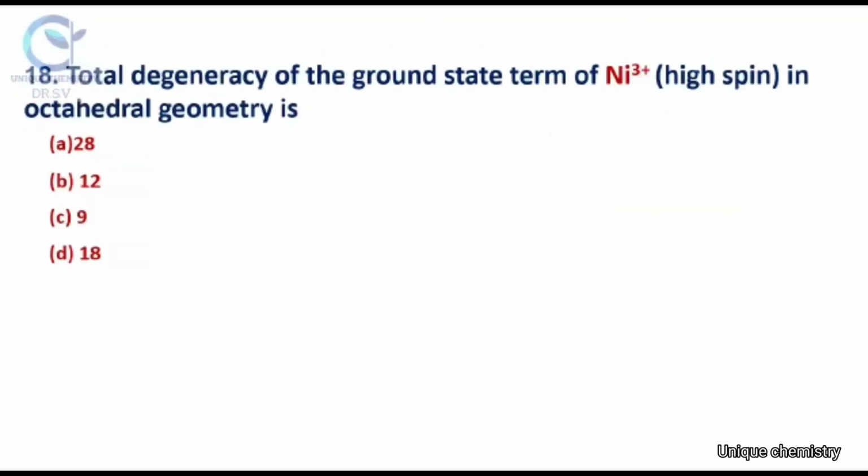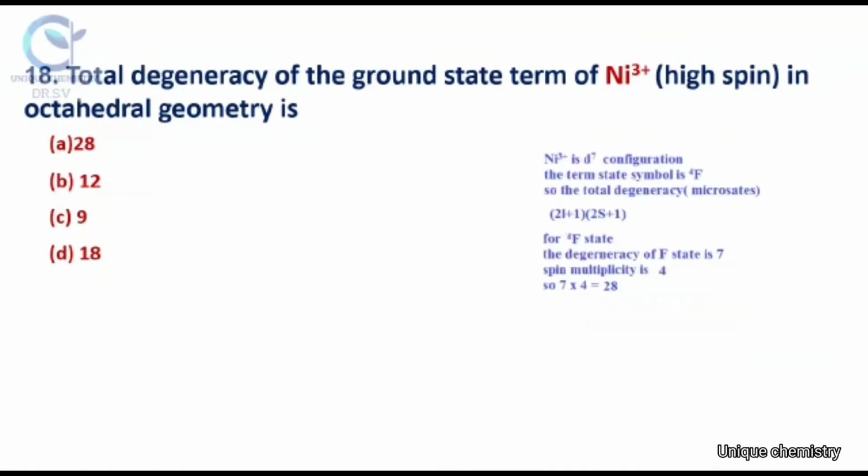This is the last question in this presentation, the 18th question. What is the total degeneracy of the ground state term of nickel 3 plus high spin ion in octahedral geometry? Options are 28, 12, 9, 18. Now you see here the nickel 3 plus ion is in d7 configuration. The term symbol is quartet F. So the total degeneracy, that is microstates, is 2L plus 1 and 2S plus 1 for quartet F state. The degeneracy of F state is 7. Spin multiplicity is 4. So 7 into 4 is equal to 28. So the option A is correct.